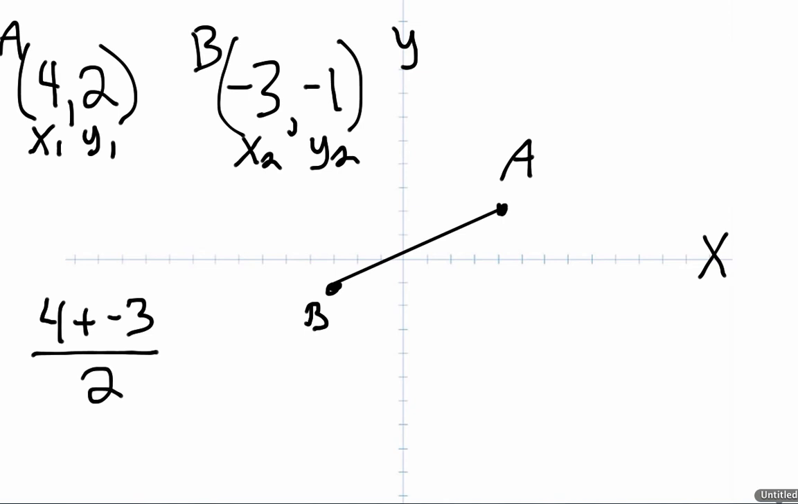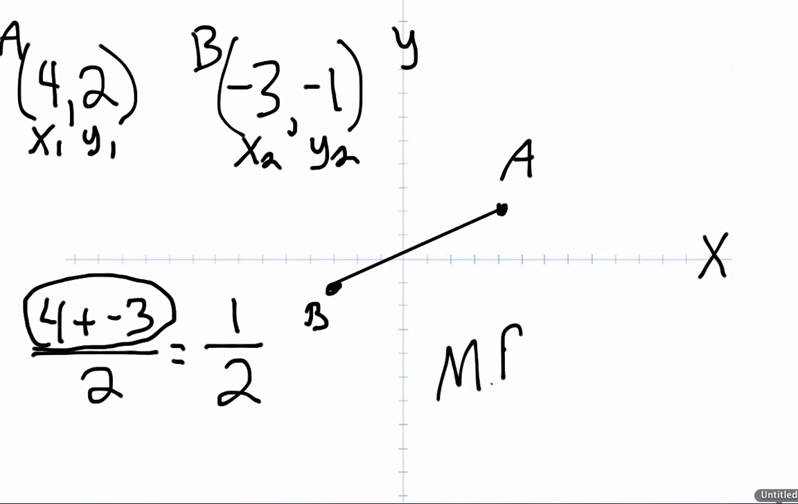Now, when I punch it in on the calculator, what I want to punch in first is this top part, 4 plus negative 3. 4 plus negative 3 gives me 1. And I'm going to divide that by 2. Now, 1 divided by 2 gives me 0.5. It's a half. You can leave it alone in fraction form. So I'm going to write midpoint, MP for midpoint. You can write it as a decimal or leave it as a fraction. I'm fine with either one.